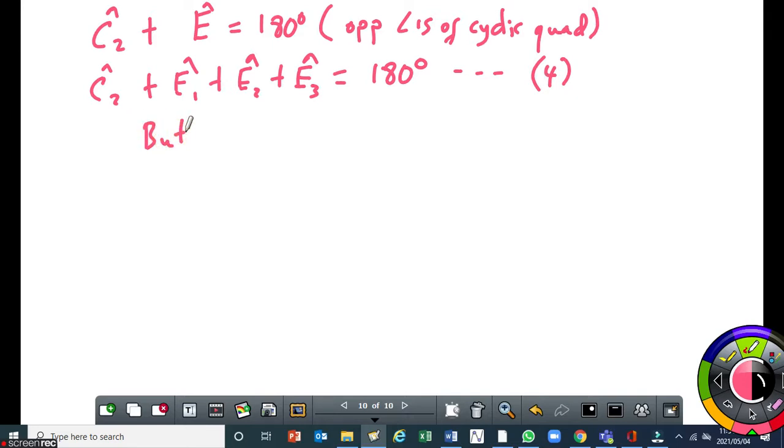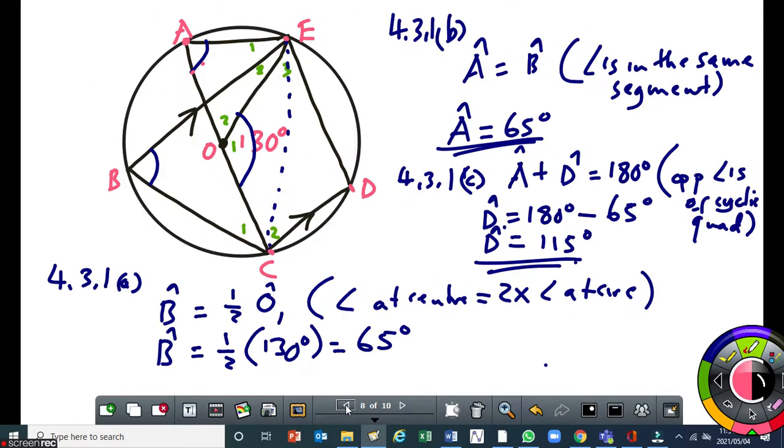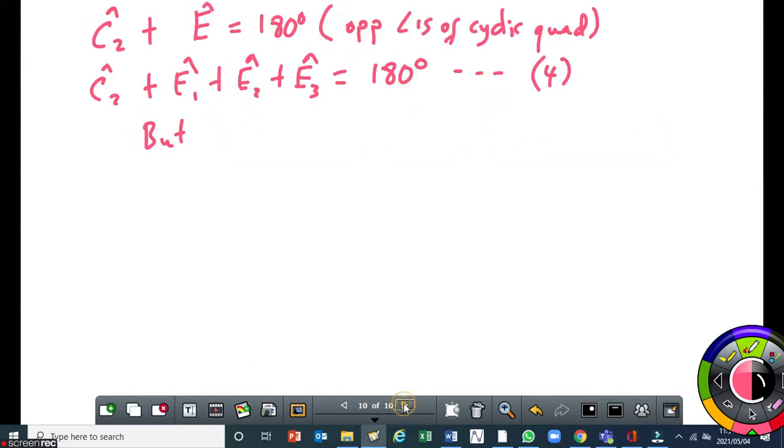Okay? Now furthermore, if you look at this diagram, angle C1 is equal to angle E1. They are angles in the same segment. Okay? So what I'm going to do is that I'm going to use that as well. But angle C1 is equal to angle E1. These are angles in the same segment.